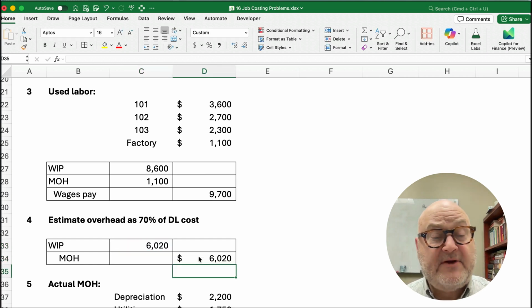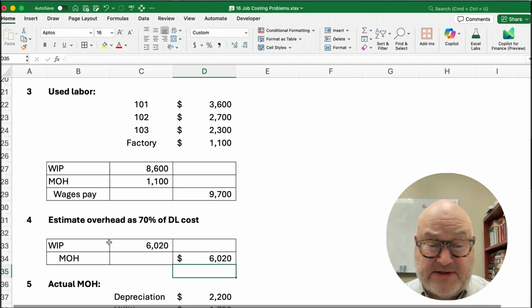So we're going to debit work in process. It goes to work in process from manufacturing overhead, or MOH. It could be called factory overhead, FOH.